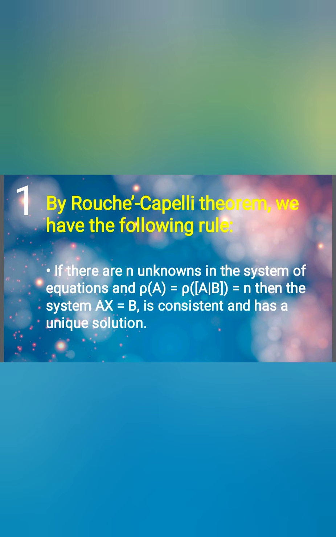First rule: if there are three unknowns in the system of equations and rho of A is equal to rho of (A, B) is equal to n, that is the number of unknowns x, y, z, then the system is consistent and has a unique solution.